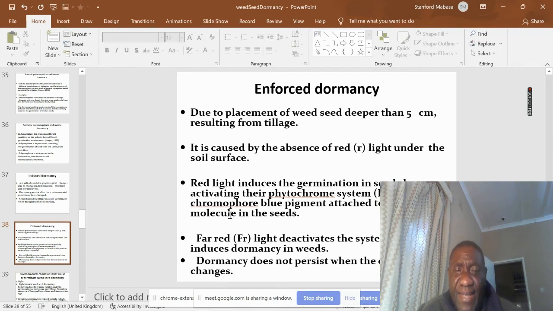The far red light deactivates the system and thus induces dormancy in weeds. So what happens if you bury the weed seeds? You limit far red light.